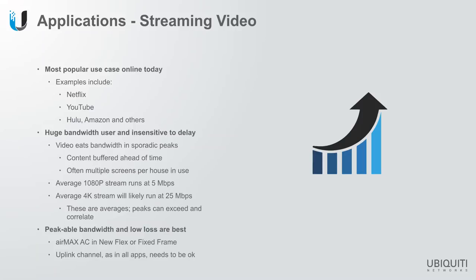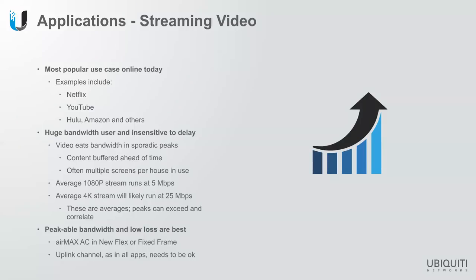We've often got multiple screens per house in use. And your average 1080p video stream today is typically going to run at an average of about 5 megabits per second. And with today's codecs, your average 4K video stream is likely to run at about 25 megabits per second, bearing in mind that those are averages, and peaks can exceed that, and peaks can also correlate together, leading to a shortage of capacity if your network isn't provisioned enough.